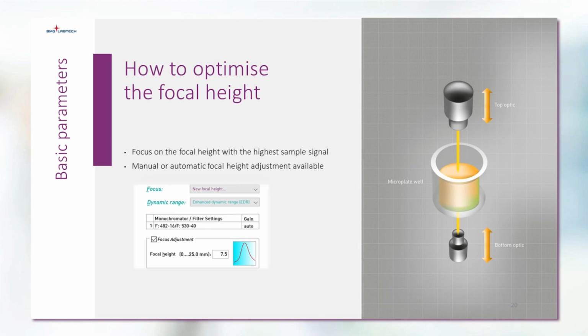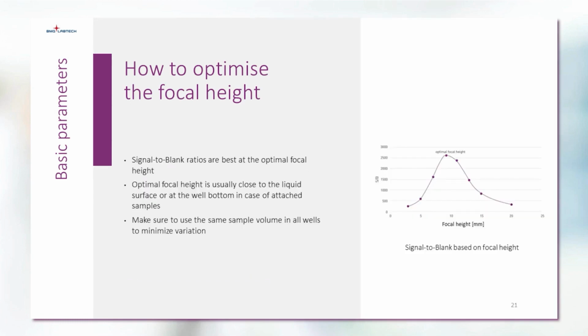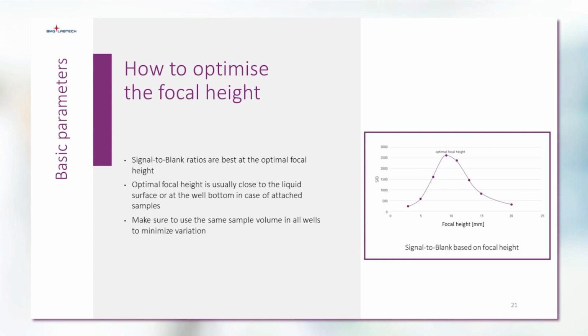When working with BMG Labtech readers, you can select between manual or automatic focal adjustment, as shown in the graph on the left here on the slide. The best focal height can be identified by comparing the signal to blank ratios or the signal intensities at different heights in your well. The automatic focal adjustment will check the signal at different planes and set your focal height to the peak of the generated curve. The software will even display the focal height curve to you. In this scenario, displayed in the graph on the right here, the optimal focal height would be about 9 millimeters.